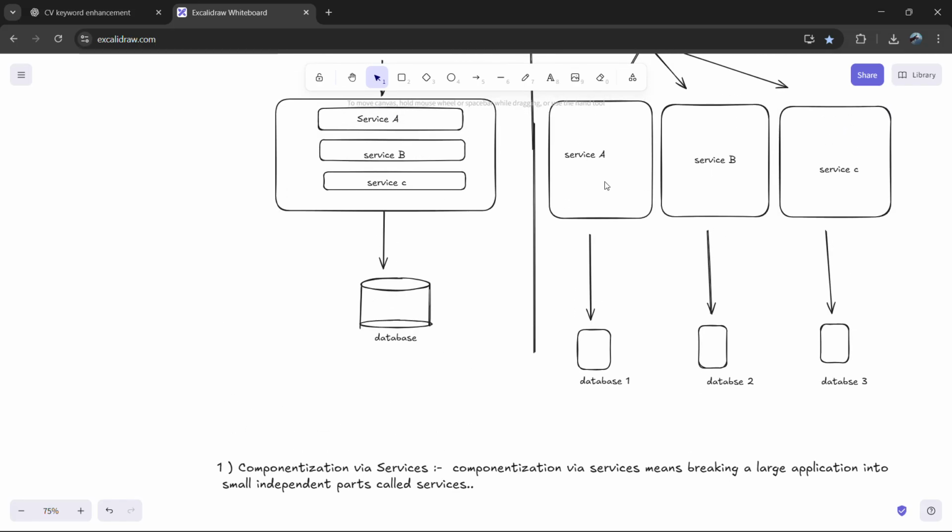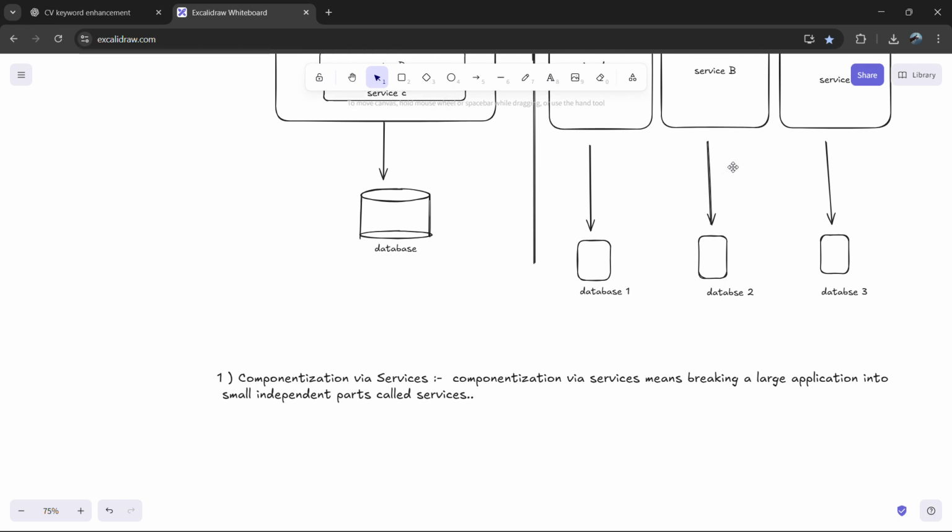If we change the code of service A, then it will not disturb service B. So developers can use different programming languages and technologies for different services. Testing also becomes easier since each service can be tested separately. Overall, componentization via service makes the application more modular, flexible, and reliable.